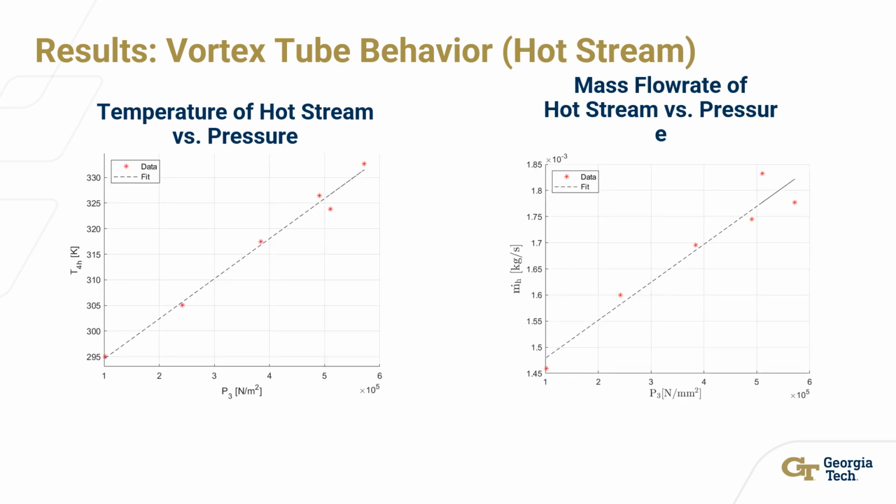The same procedure was used to determine the impact of the pressure on the hot stream. The opposite of the cold stream temperature occurred, resulting in an increase in temperature as the pressure increased. However, the mass flow rate also subsequently increased. A visualization can be shown here.